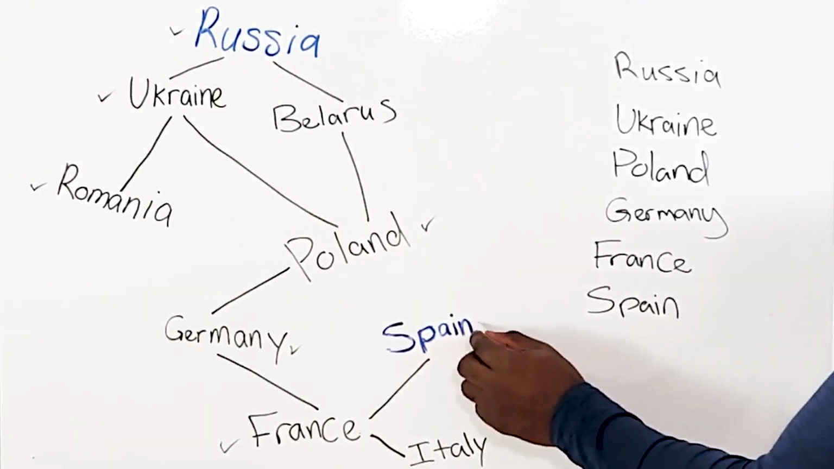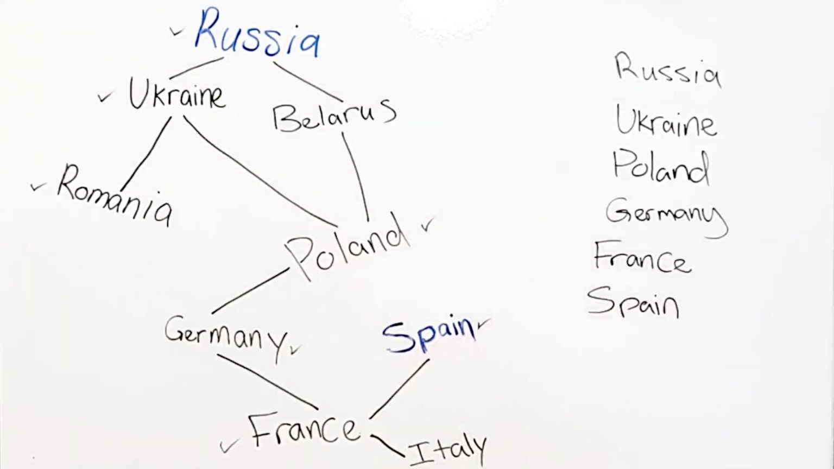At the end of everything, you will notice that in our stack, we basically have the order or the path that we're going to take to go from Russia to Spain. First, we go to Ukraine, then we go to Poland, then Germany, then France. And then finally, we arrive at Spain.